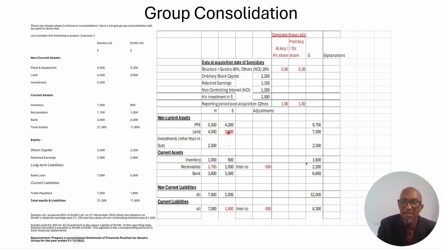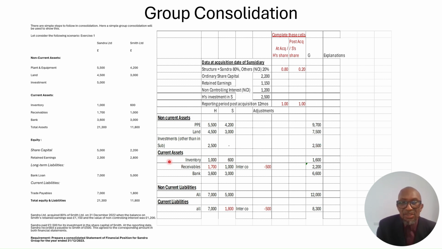So, as I said, PPE for both companies are added together to give us 9,700. The land of H 4,005, S 3,000 added together to give us 7,500. Investment, none other than the investment in the subsidiary, will be added as well and put straight to the consolidation column. Here, only 2,500 was not relating to investment in subsidiary. That's why we added that here. Be careful. Don't add investment in subsidiary to the consolidation column. You need that for the goodwill calculation.